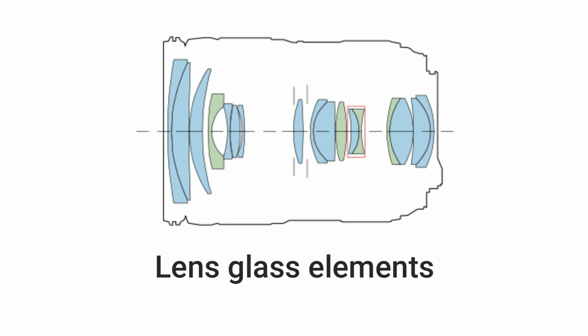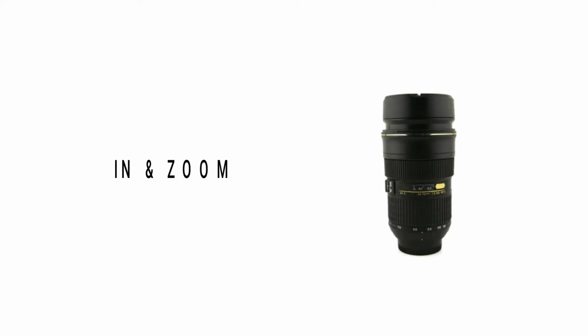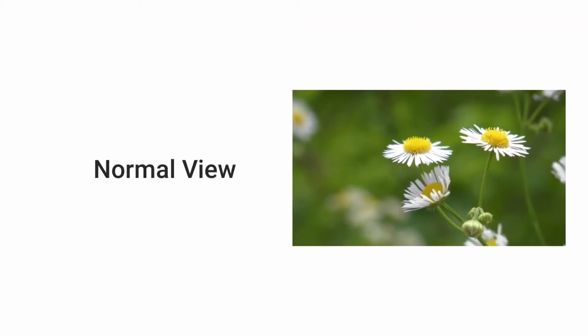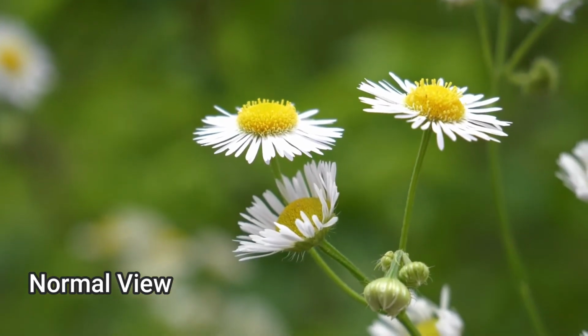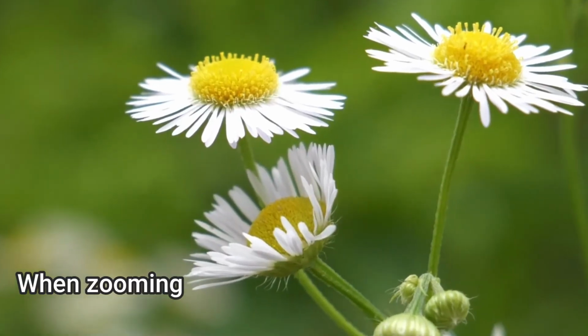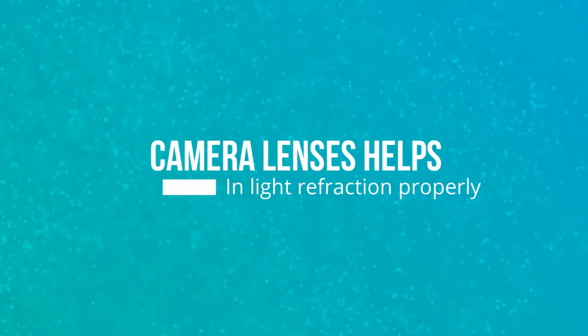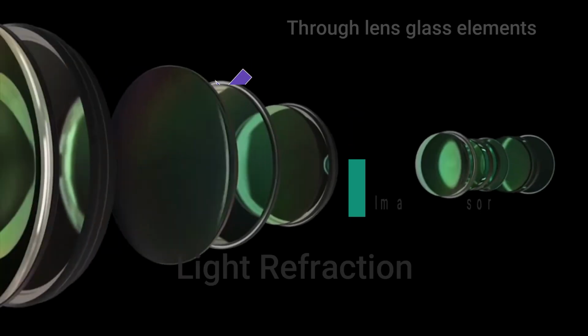These elements are also responsible for the zooming feature of the camera lens. By moving the lens elements back and forth, the camera crops or expands the field of view, what we know as the zooming feature. This is how it works. The lens also helps in refracting the light, as I repeatedly said. The refraction of light happens like this.